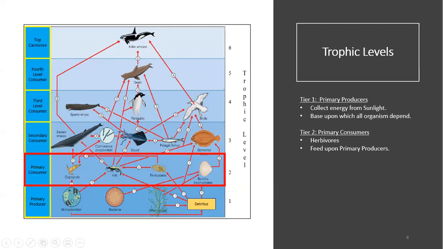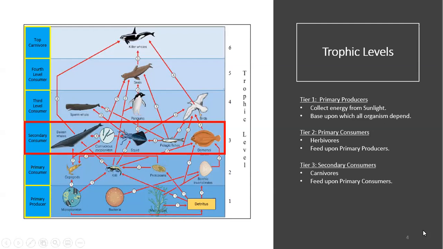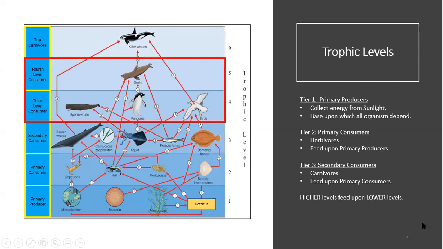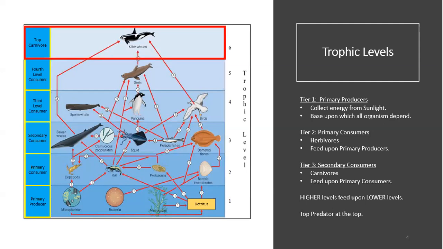Tier 2, primary consumers. Primary consumers feed upon primary producers. These may include copepods, krill, protozoans, and benthic invertebrates. Tier 3 is where primary consumers, or the herbivores, are fed upon by Tier 3 secondary consumers, or carnivores. These secondary consumers are then fed upon by organisms in higher trophic levels. And again, there's always a top predator.